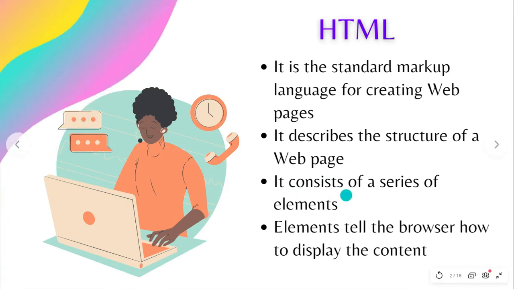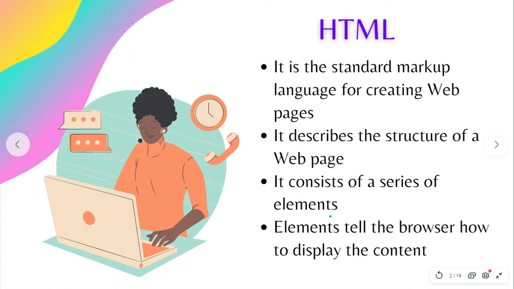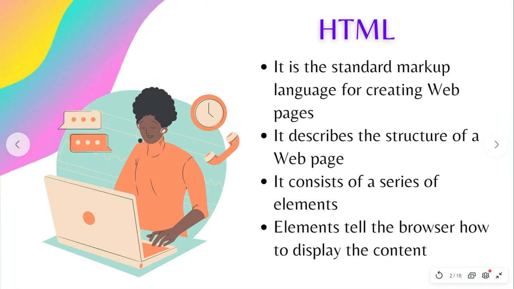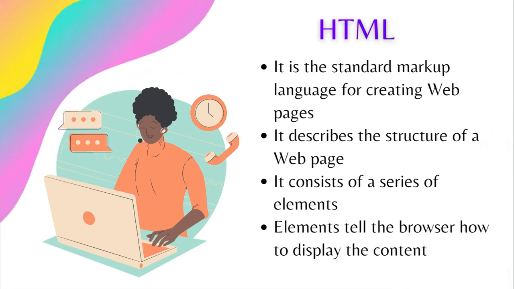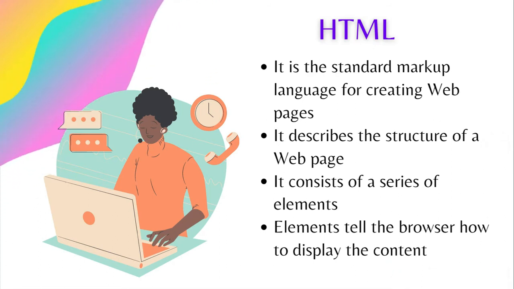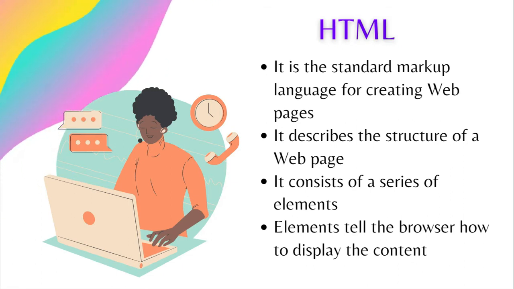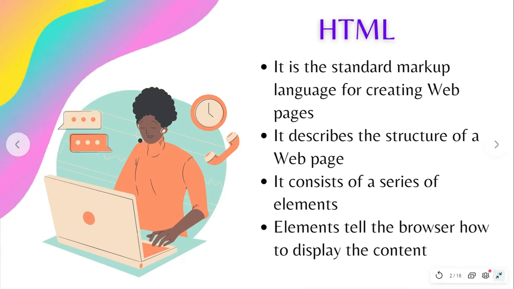It consists of a series of elements, and elements tell the browser how to display the content. Now, what is an element? An element is defined as a start tag with some content and the end tag. There are many tags in HTML like head tag, body tag, div tag, many more. So we'll see them in detail in the next upcoming videos. Till then, stay tuned.